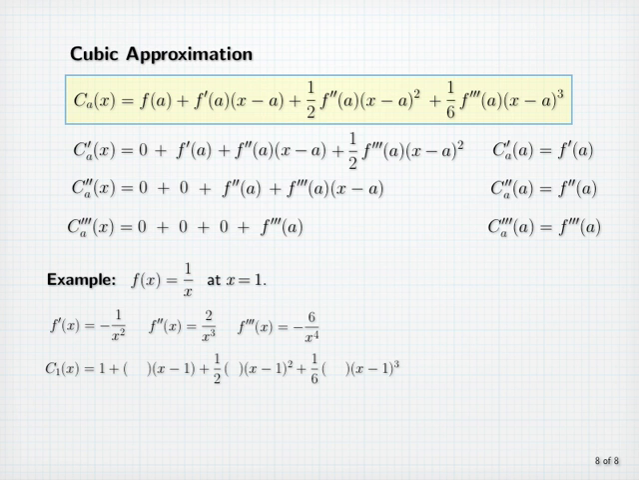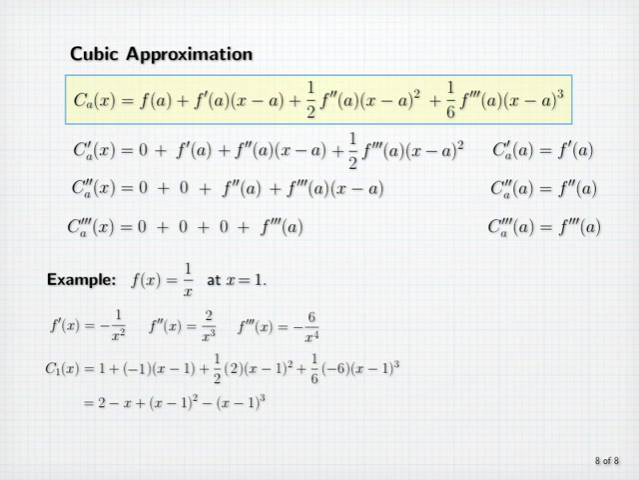So the cubic approximation at 1, c sub 1 of x, is equal to 1 plus the value of f prime at 1, which is negative 1, times (x minus 1), plus 1/2 times the value of f double prime at 1, which is 2, times (x minus 1) squared, plus 1/6 times the value of f triple prime at 1, which is negative 6, times (x minus 1) cubed.